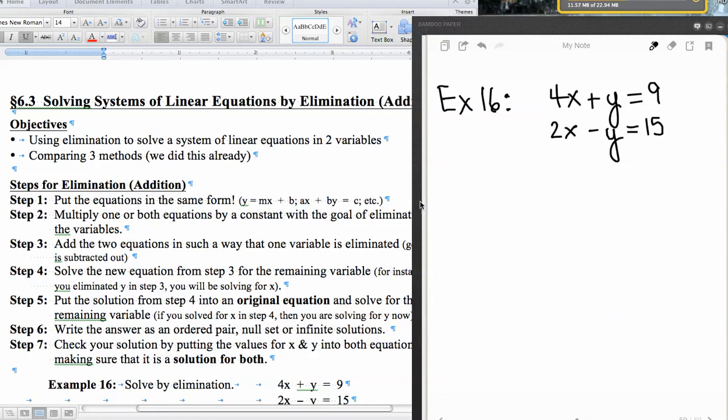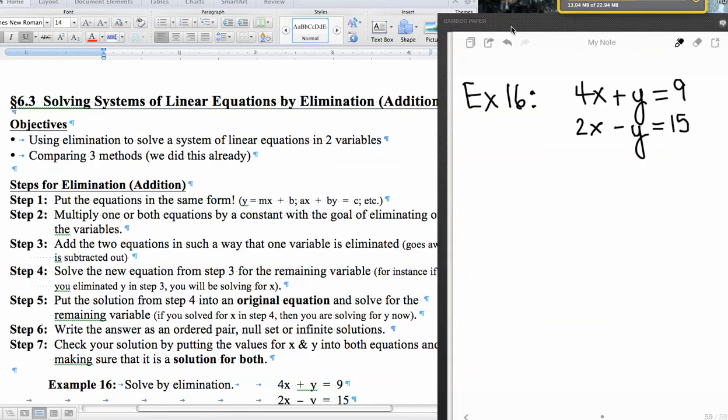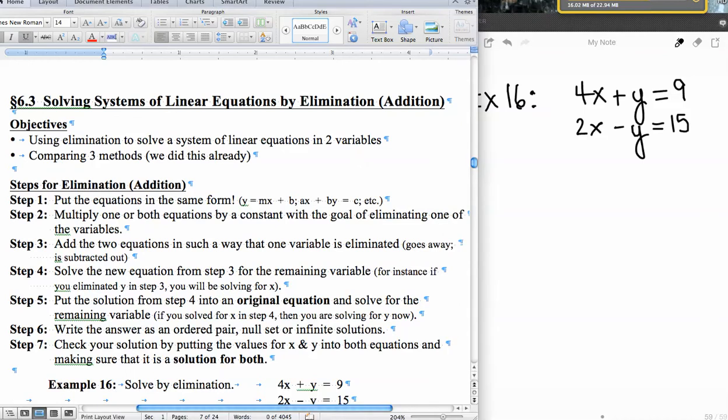Alright, this begins section 6.3 where we're solving systems of linear equations by elimination, also sometimes called the addition method. This method is brand new. We've never seen anything quite like this. So you're going to be maybe a little bit confused at first, a little bit fearful of this method, but this is actually a really great method for solving equations, especially when we get bigger systems.